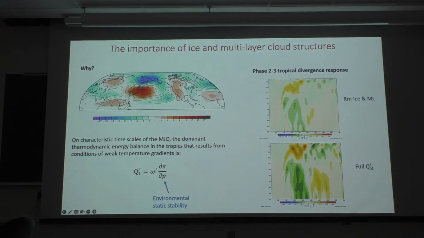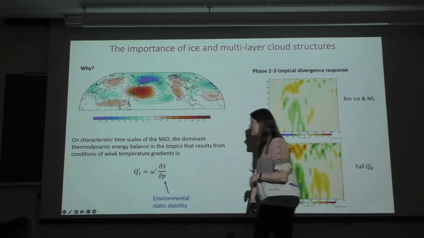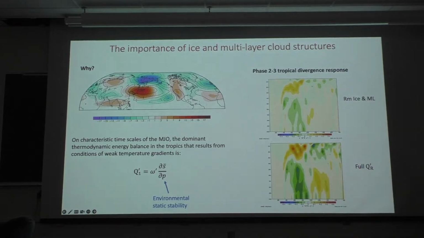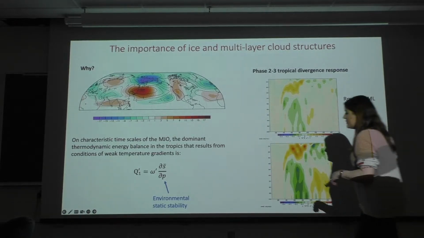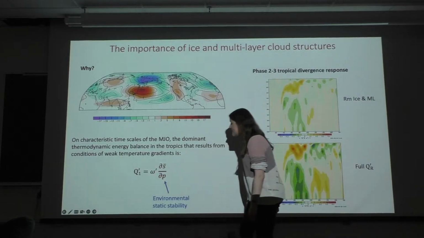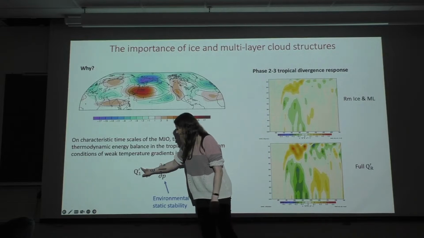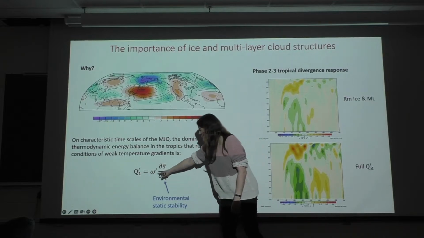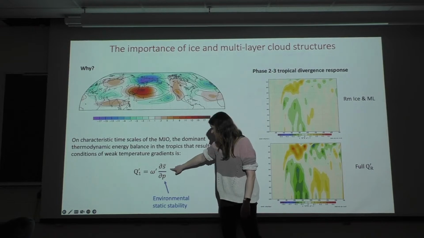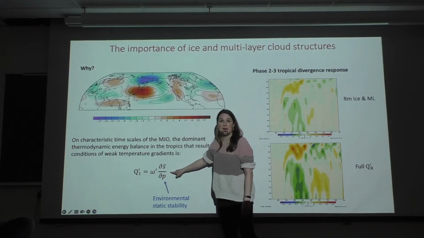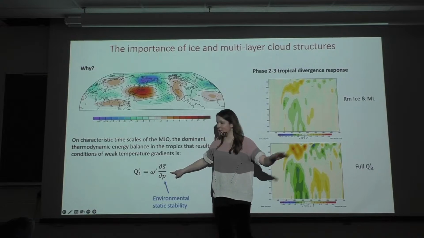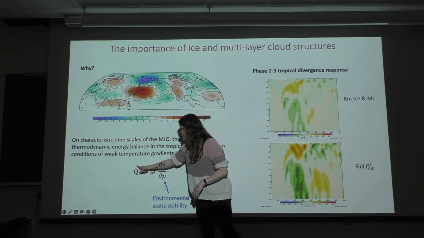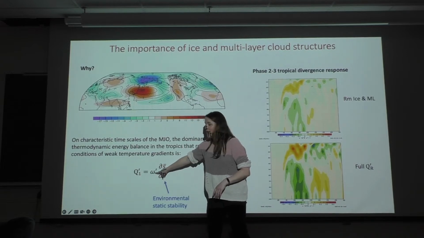So we can understand why changing the heating could have an impact on teleconnections by understanding the main thermodynamic energy balance that we see in the tropics associated with the MJO. Due to weak temperature gradient, this is the main thermodynamic energy balance, which tells us that there's a balance between the apparent heating and vertical motion and environmental static stability. But this term here is given by the basic state, right? So this is a constant across all of our experiments. What we're changing is the heating. So if we change the heating, keep this constant, then we're going to change the vertical motion.